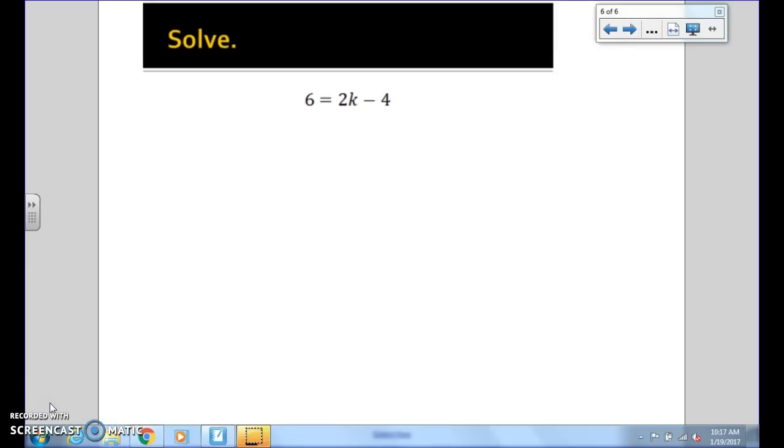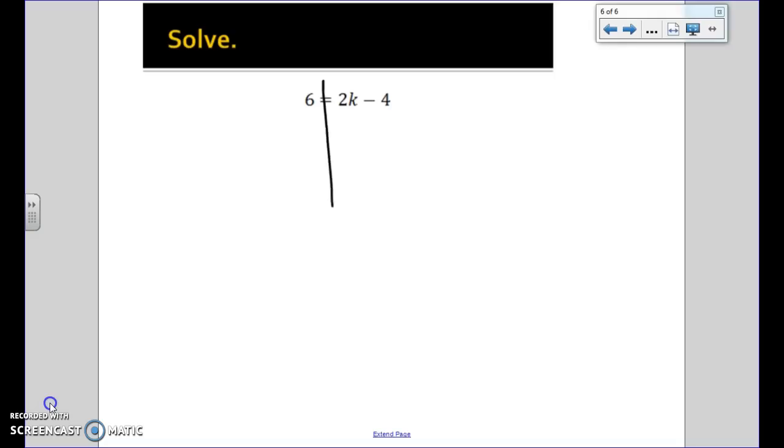Oh, I almost let this problem escape. Let's just go ahead and finish these up. I see the inverse of subtraction is addition, so I'll add to both sides. 10 equals 2k. The inverse of multiplication is division, so I will divide by 2. And all that's left to be done is to simplify. k equals 5. All right, there we go. Finish that up, and now we're done.